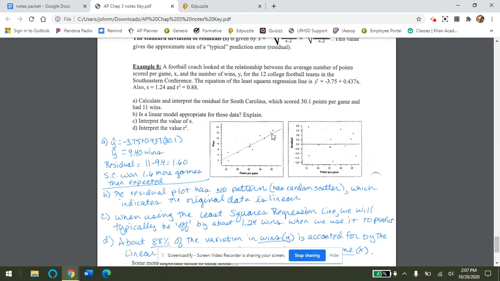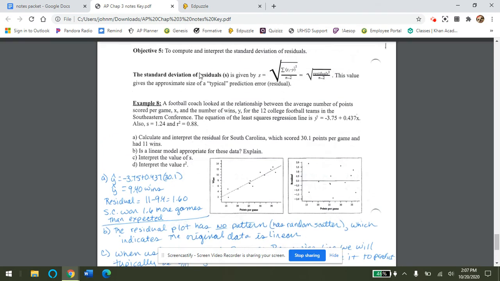All right, now part B, is a linear model appropriate for these data? Explain. The scatter plot looks linear, good, and the residual plot has even scatter. There is no U-shaped pattern. So the residual plot has no pattern, or you could say has random scatter, which indicates that the original data is linear. Good.